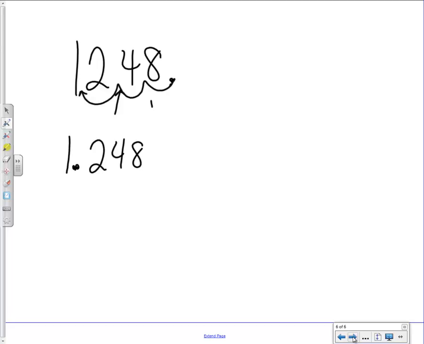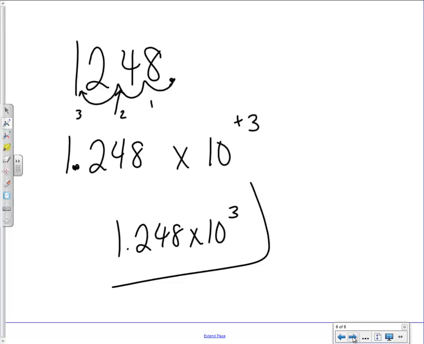So if I count, I moved 1, 2, and 3 places. So I have times 10 to the 3. Did I move to the left? Yes, I did. So that makes it a +3. So my final answer is 1.248 times 10 to the 3rd power. It does not need that plus sign on there, okay? It's understood to be plus. Okay. All right, let's go to this one.